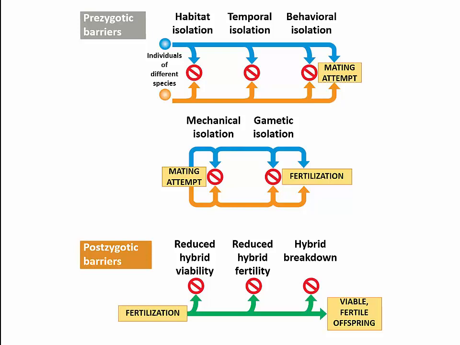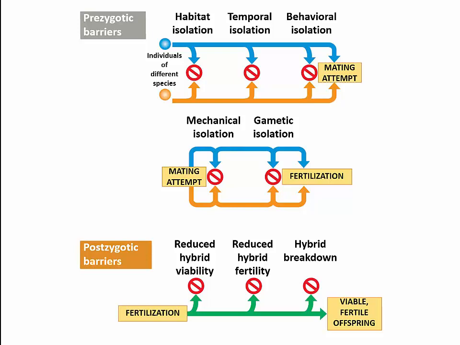There could be behavioral isolation, where, for instance, in birds, the mating ritual is very strictly regimented. The songs have to be in a certain order, otherwise it just won't work. And so you see all these mating attempts with a different species. It's just not going to work, and that's why you have that circle with the slash in the center. So this is not going to work.